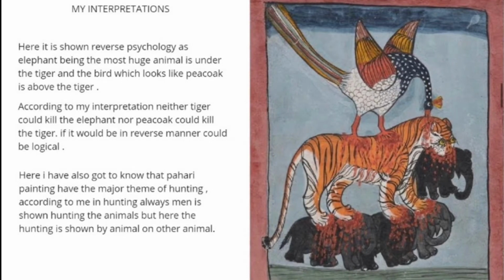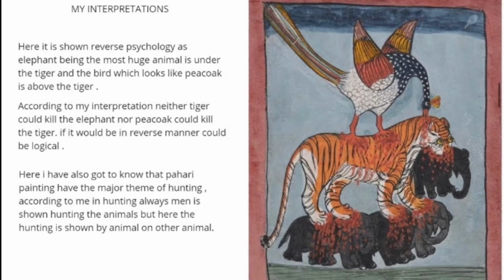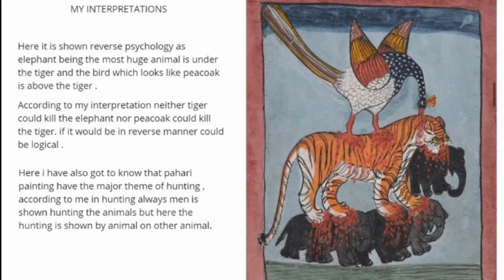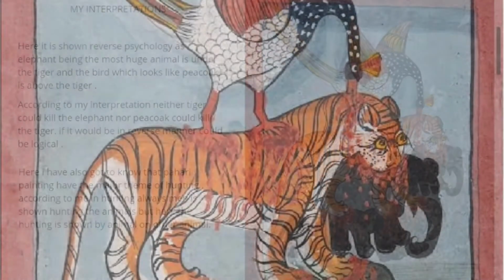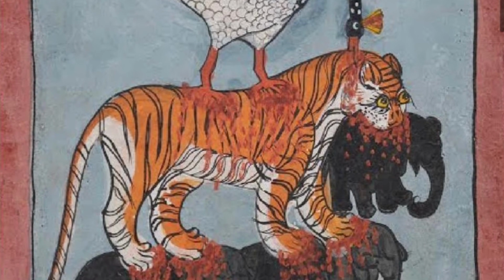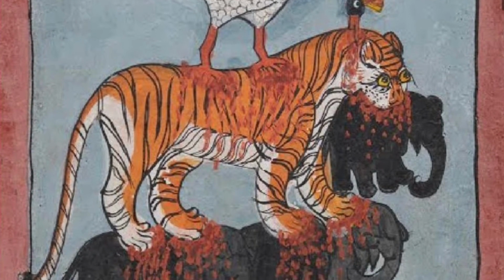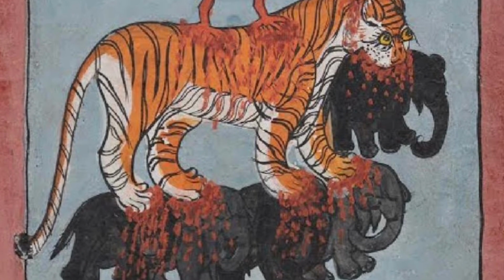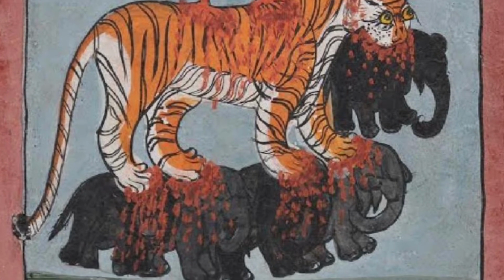Here I have also got to know that Pahari paintings have a major theme of hunting. According to me, hunting is always done by men. But in this painting, they have shown the creatures killing each other. So I think the painter wanted to tell us that killing each other will end with no human on the land, meaning victory of none.